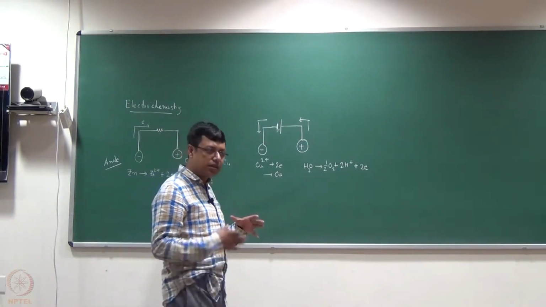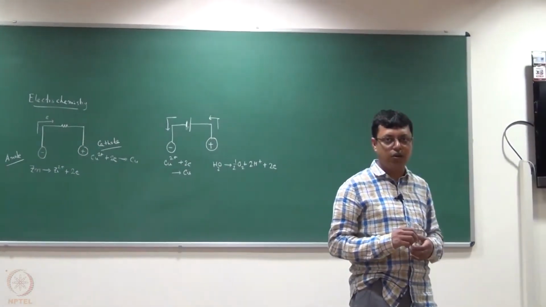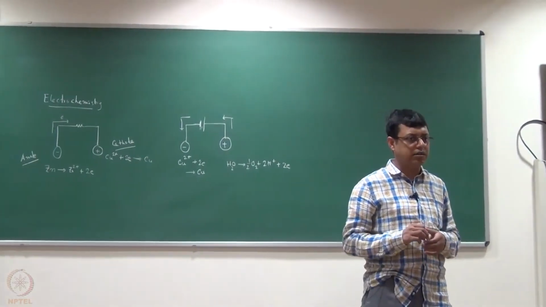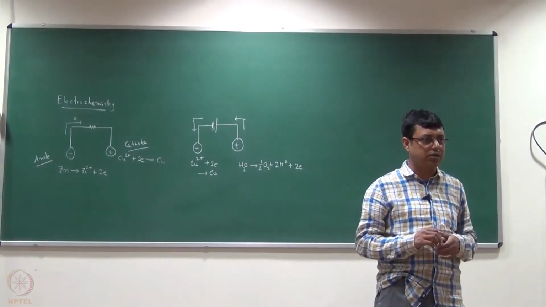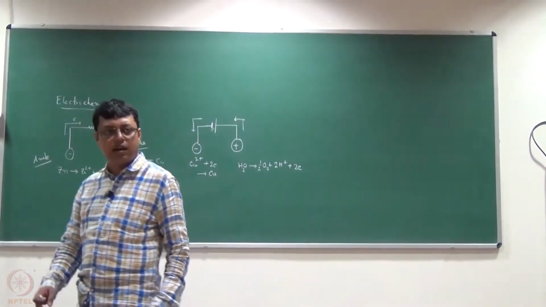So electrolysis does not always mean that you have to do it electrolytically. You can also do it in a galvanic cell. It only depends on the difference in the potential. Now this is the standard thing which everybody starts with, right? The Daniell cell and other things.